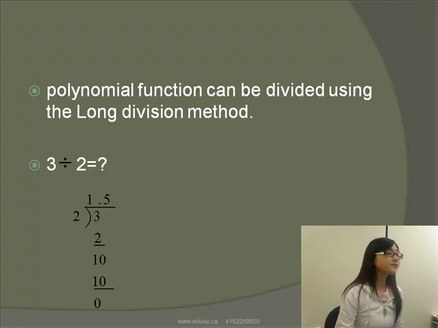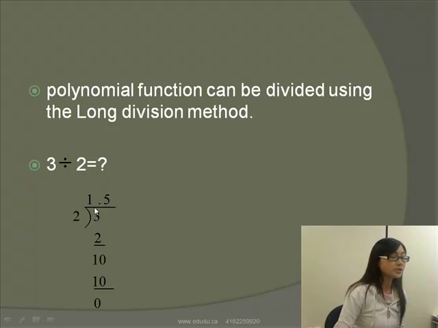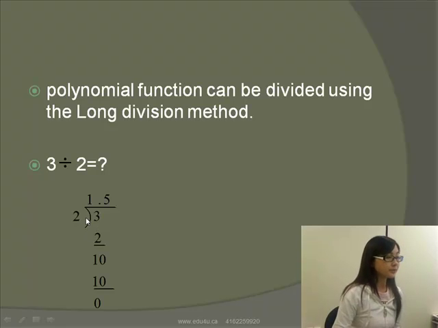For example, if I want to find out what 3 divided by 2 is, I use the long division method like so, in which I put 3 underneath the division sign and 2 outside of it. Then I try to find the number that 2 can multiply with to get closest to 3 as possible, but that number has to be a whole number. And that would be 1, because 1 times 2 equals 2.